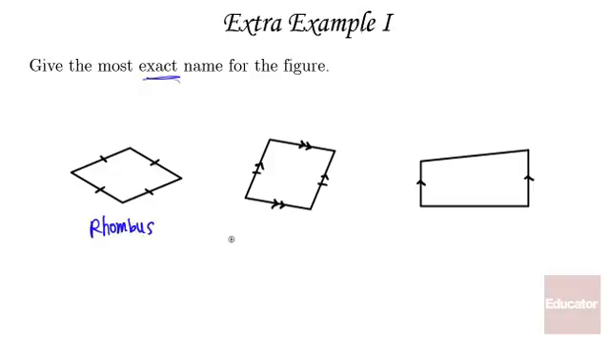How about this one here? Now this looks like a rhombus, but I don't know that all 4 sides are congruent. I know that these 2 are, okay? So all I can say, because all I notice is that these 2 are congruent, I do have 2 pairs of parallel sides, so then this is a parallelogram.